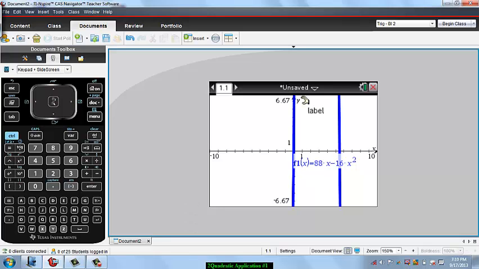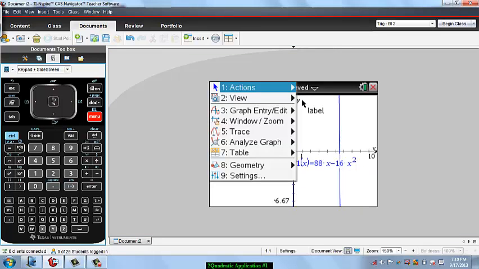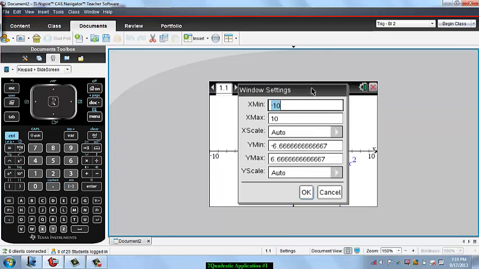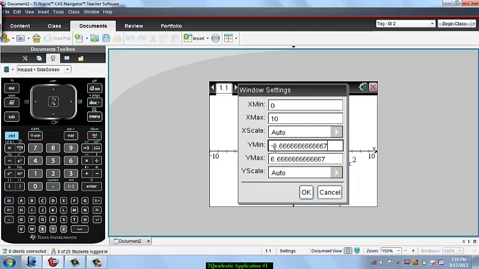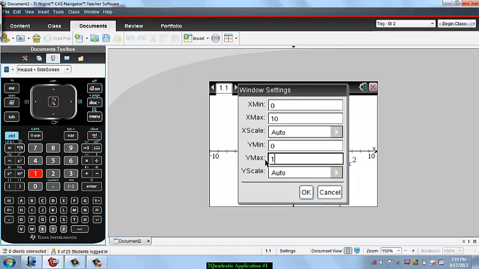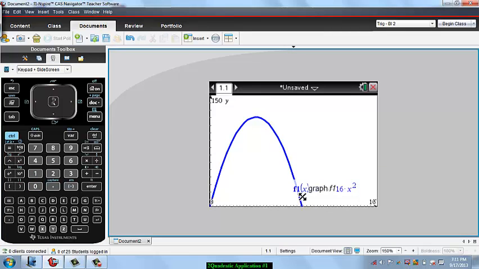And let's look at menu here, and we're going to do window zoom, and we're going to do our window settings. So the x min, since we're in quadrant 1, is going to be 0. The x max we'll leave at 10 for now because I don't know when it hits the ground. The y min we're going to make also 0 because we're in quadrant 1. And the y max, I don't know how high this goes, but let's just put 150 in and see if we can see the whole graph. And we can. So there it is. So here's the ball. We threw it. Comes up to a maximum point here, and then it comes down.